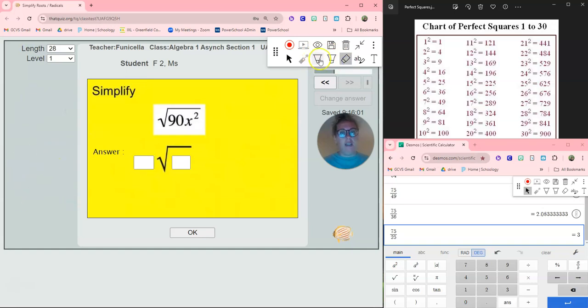Okay, our next one is the square root of 90x squared. So I like to split this up and think about it in 2 different parts.